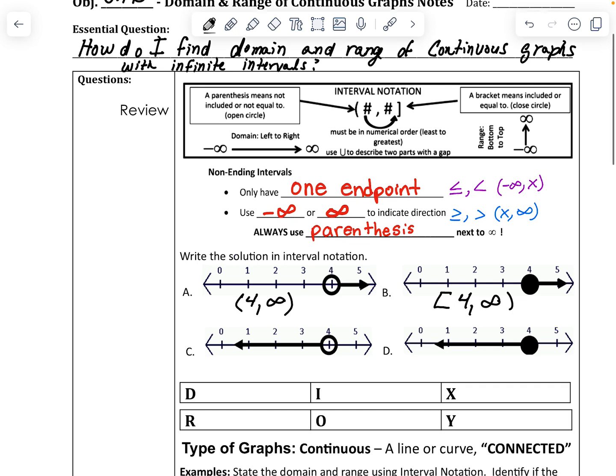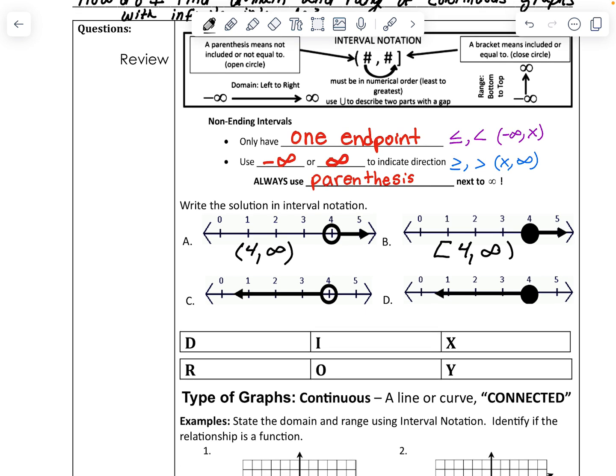Now, in example C, the area is going in the opposite direction. It's going towards the left. So, I'm going to use parentheses, negative infinity. The 4 is not included, so I'm going to use a second parenthesis to close it up. Example D, again, going in the negative infinity direction, I have to use parentheses, negative infinity, but this time the 4 is an included value, meaning I must use the bracket. Closed circles go with brackets.